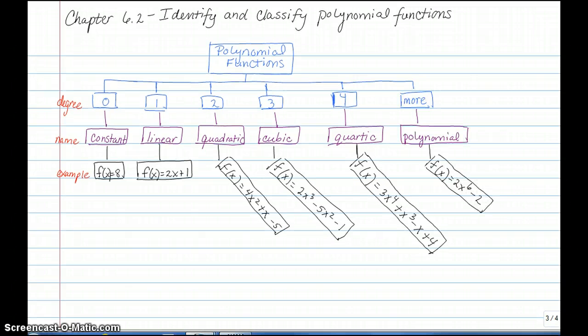Anything with a greater degree than 4 will just simply be called a polynomial. So it could be to the 5th power, or the 6th power, or the 7th power, and so on. And your example for this is f of x equals 2x to the 6 minus 2.